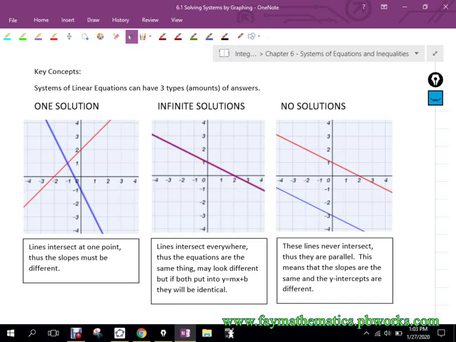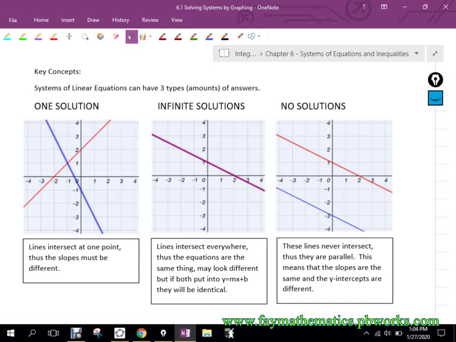0, 1, or infinite? If they have different slopes, there's going to be one. This one here, and you can't really see it on your paper, it's like a really dark line. But if you get up close, you can see a red line in the back and a blue line over the top of it. Basically what we've got is two lines, a red one and a blue one, intersecting everywhere.